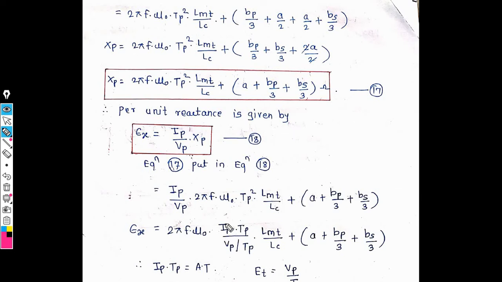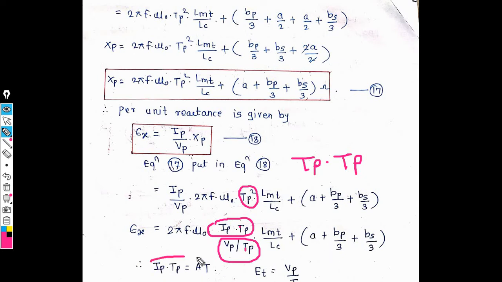Then epsilon x is equal to twice pi f into mu 0, then Tp into Tp square means Tp into Tp. Here one Tp remains and the other Tp goes to the reciprocal of Vp, so this is Tp into Tp, that is Tp square, into LMT upon LC plus A plus Bp upon 3 plus Bs upon 3.